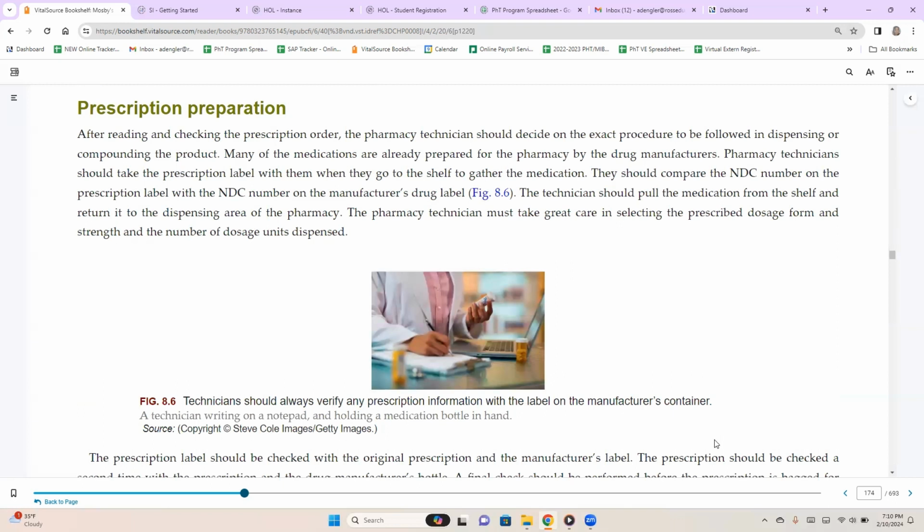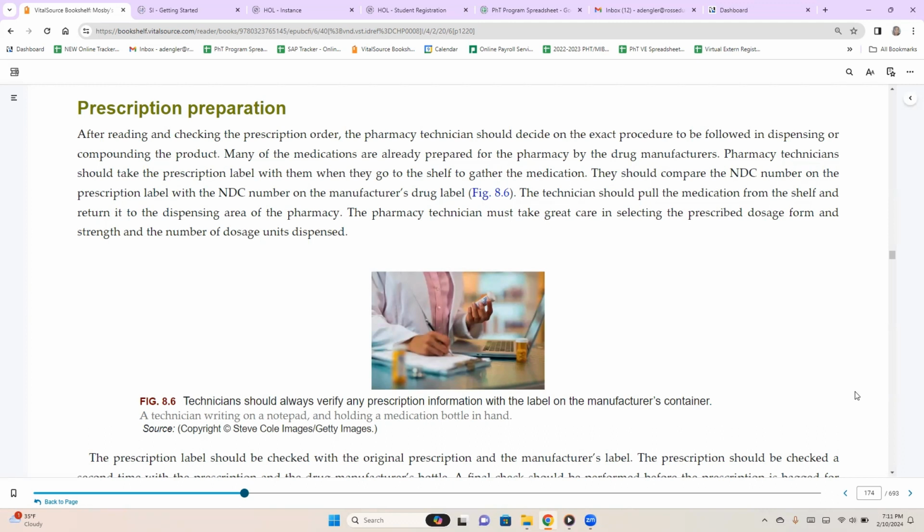After reading and checking the prescription order, the pharmacy technician should decide on the exact procedure to be followed in dispensing or compounding the product. Many of the medications are already prepared for the pharmacy by the drug manufacturers. Pharmacy technicians should take the prescription label with them when they go to the shelf to gather the medication.